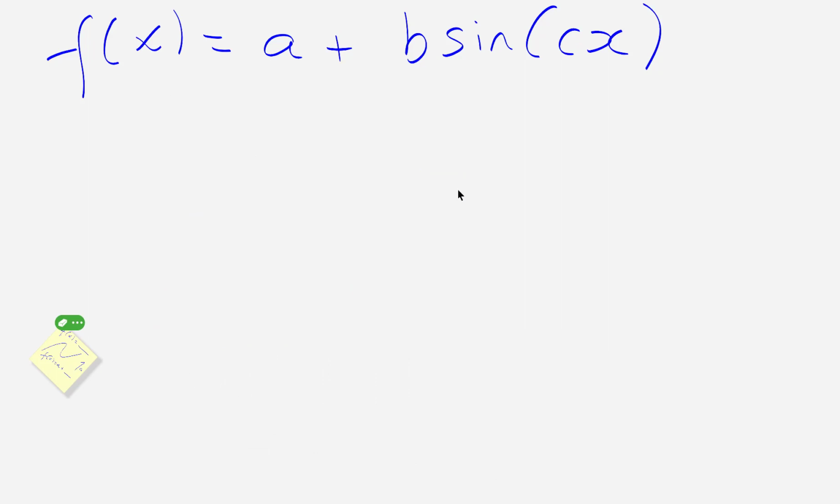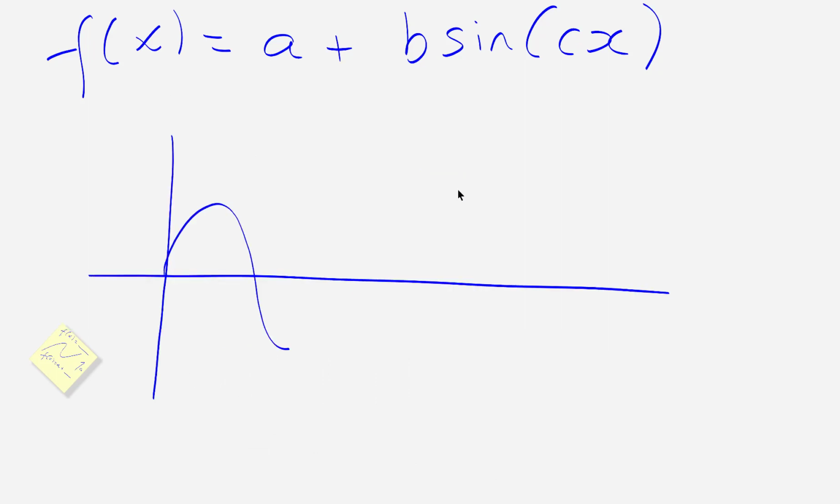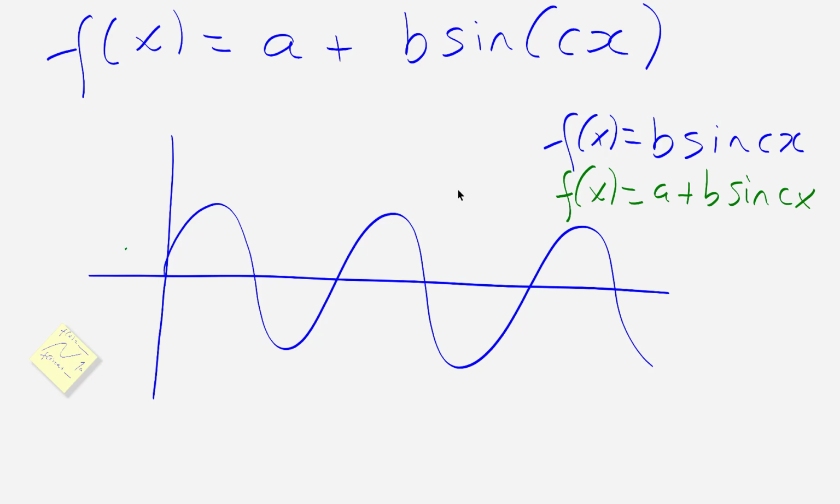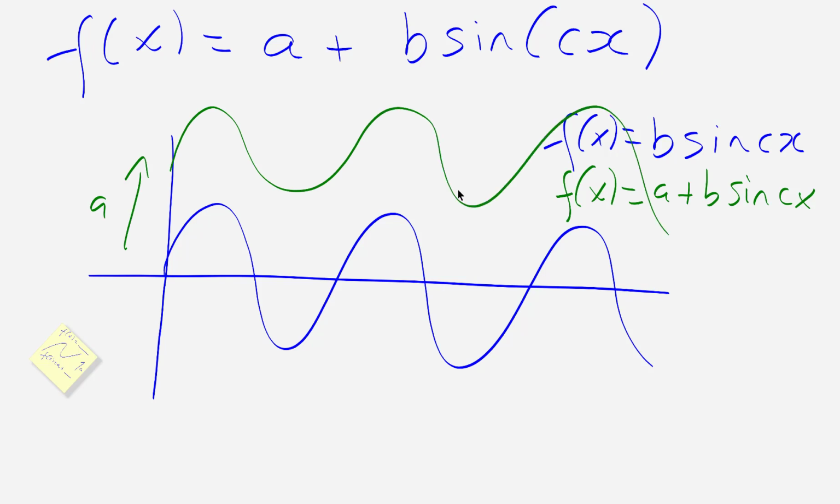So for example, if this right here is my function b sine cx, then what would my function a plus b sine cx look like? Well, whatever the value of a is, it would move it up by that much. So it would just be the same function, just higher up the page if a is positive, or lower down the page if a is negative.